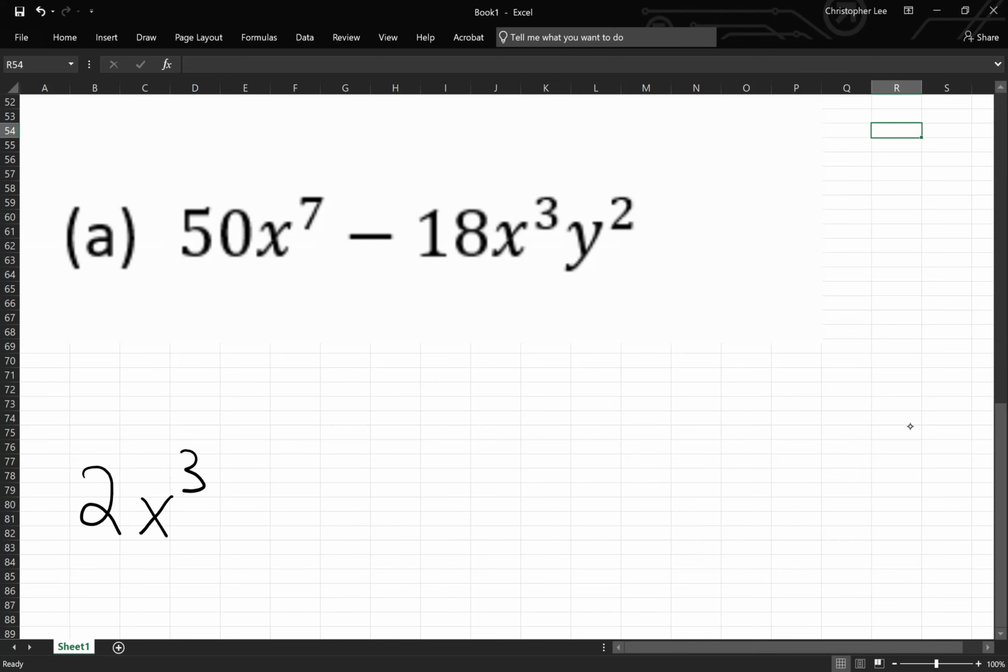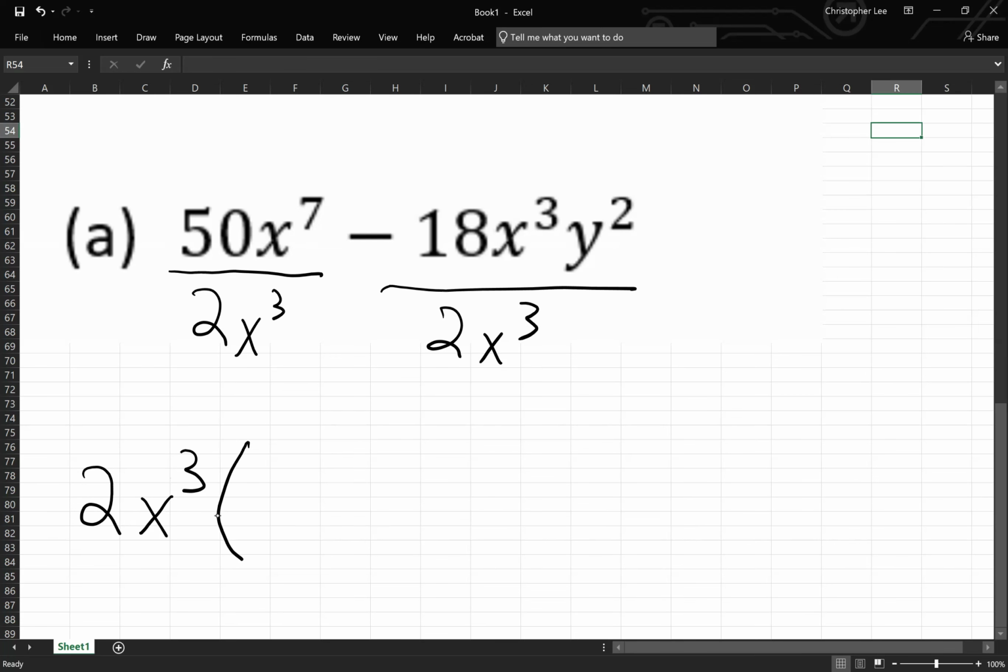Okay. All right. So whenever I factor out the greatest common factor, it's like I'm dividing by the greatest common factor, 2x to the third, right? What's left over, I write in parentheses. So somebody do that for me. What's the first part? 25 what? X4. Good, good, good. All right, do the next one.